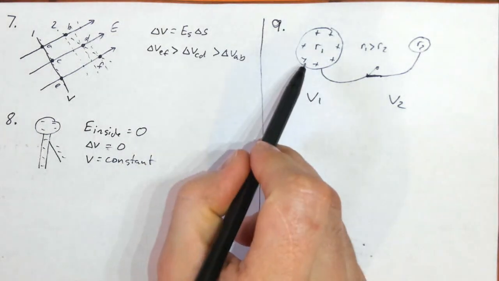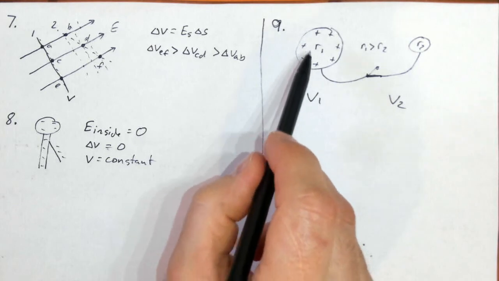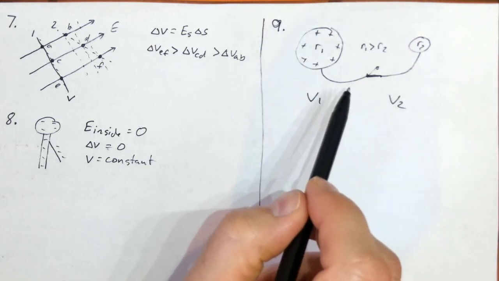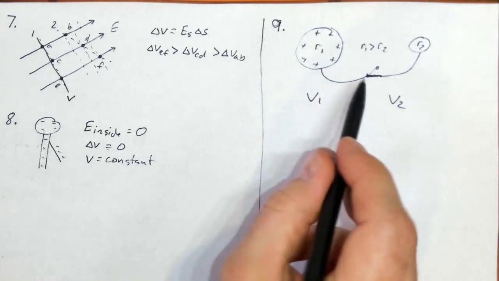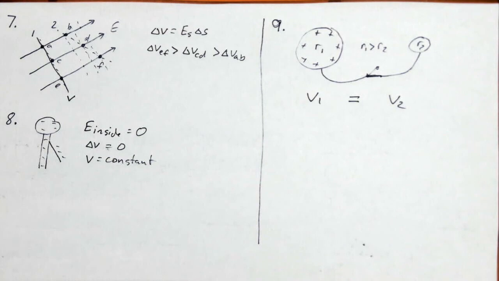These are conductors that are connected via conducting wire, which means the whole thing is a conductor in electrostatic equilibrium. And if that's true, then the potential is equal. The potential is equal. All right, now that arms us with a way of comparing the charges on each.